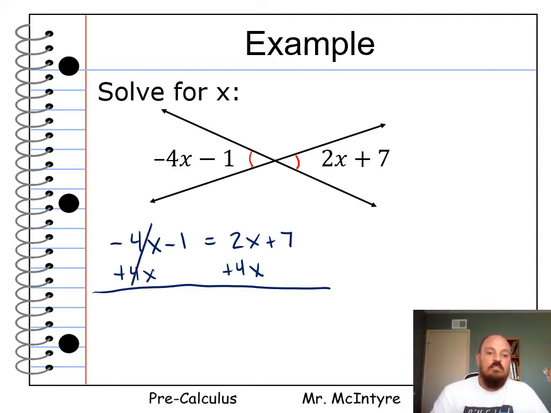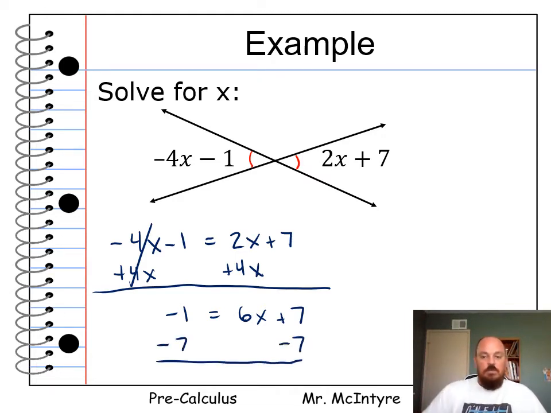The negative 4x and the positive 4x cancel out, and I get negative 1 equals, and then 2x plus 4x is 6x plus 7. Okay, my next step to solve for x, I probably want to get rid of the 7 next. Since it's a positive 7, I'm going to use a minus 7. And again, if I want to subtract 7, that's okay, as long as I do the same thing on both sides. So I do a minus 7 on both sides of the equation. The plus 7 and the minus 7 cancel.